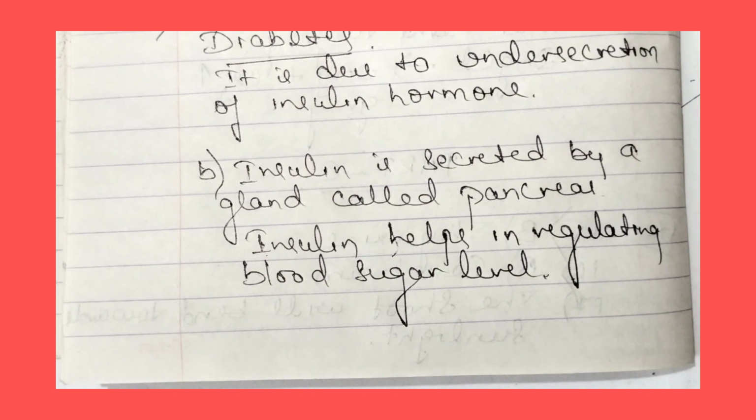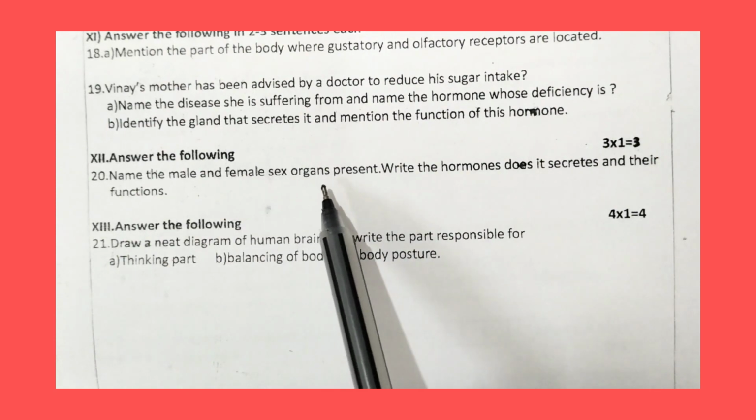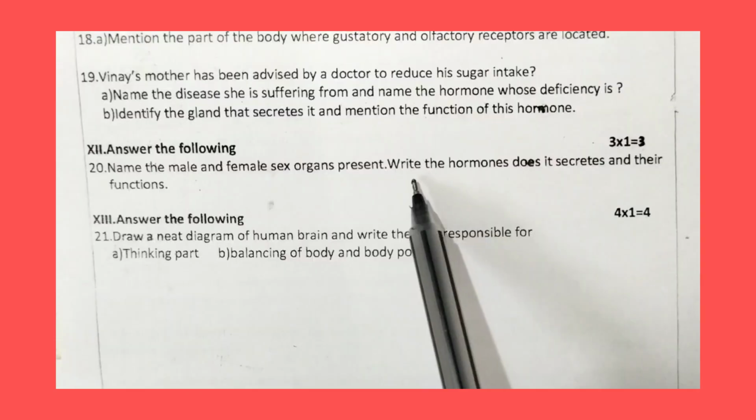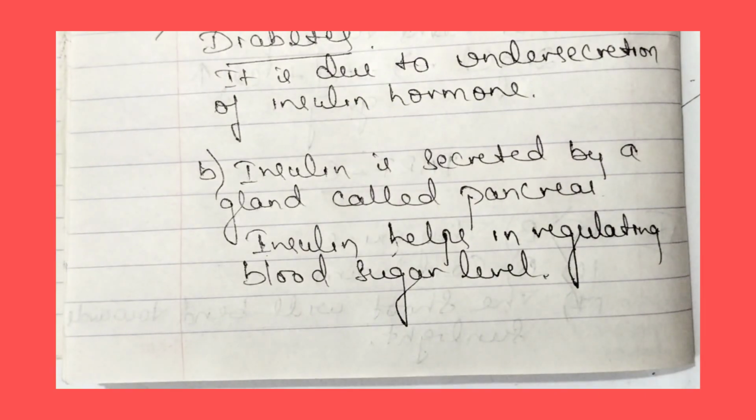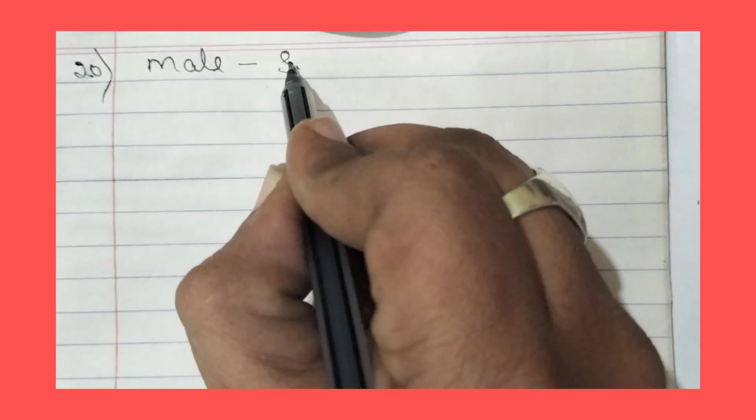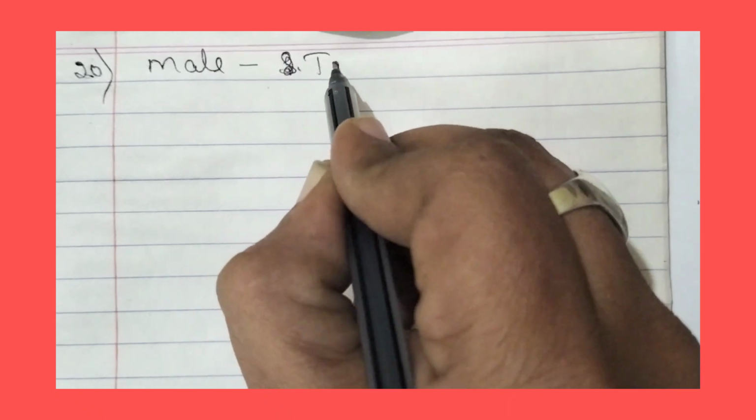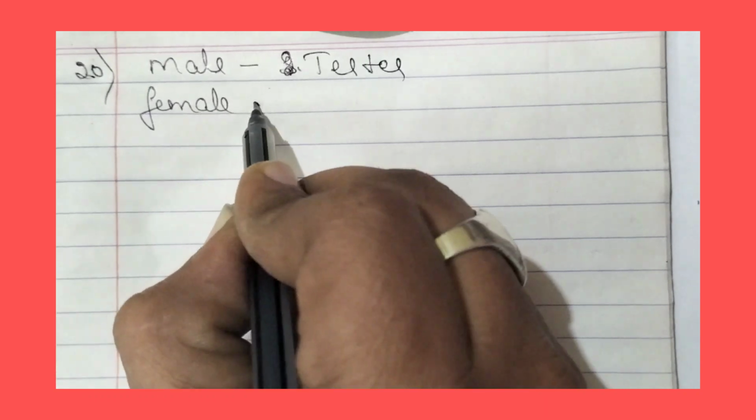Now let us move to question number 20. Name the male and female sex organs present. Then write the hormones they secrete and their functions. So let us answer now. It is the 20th question. So coming to male, the male sex organ is called testis, and female, it is ovary.